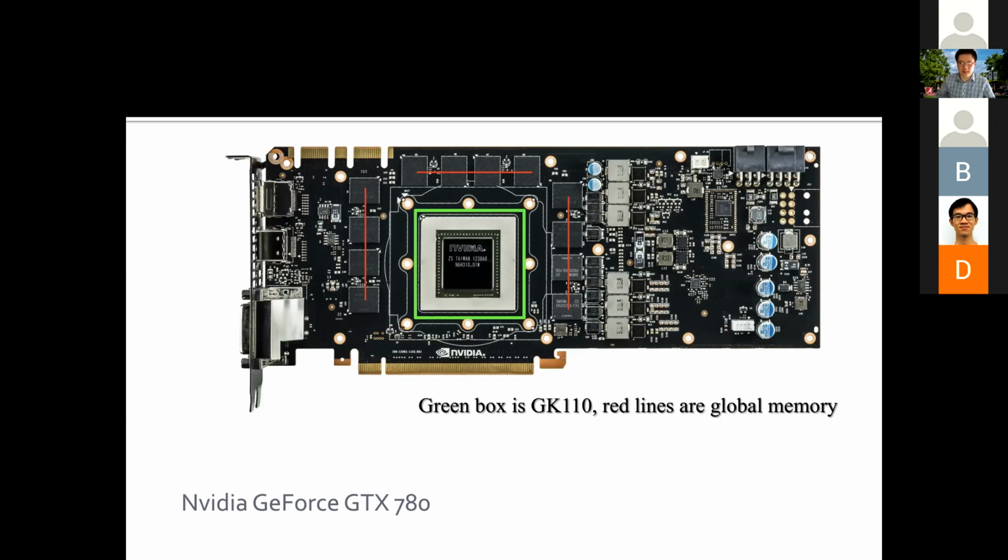So here the red lines are the global memory. From the picture, you can see that the global memory is not like a stick, unlike the CPU, where the memory is just a stick put near the CPU. But here the GPU memory is an on-chip memory. It has a very high throughput, but it's also limited in size.